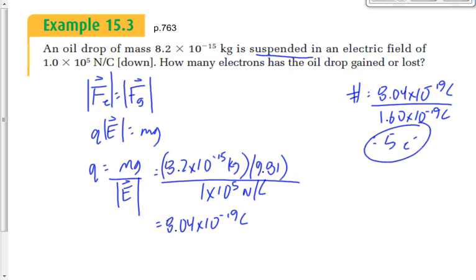Now, is it gained or lost? In other words, is this oil drop positive or negative? When you want to deal with that, draw a picture. It might seem silly right now. Why would you draw a picture? Trust me on this right now. Draw a picture. We have an electric field that's downward.